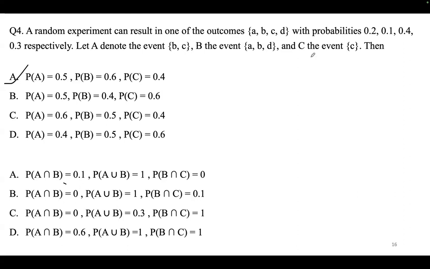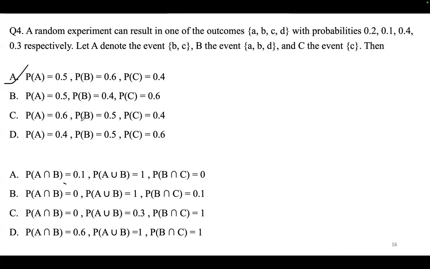So B and C, you add 0.1 and 0.4, you get 0.5. For A, B, and D, you add 0.2, 0.1, and 0.3, that gives 0.6. And for C, it's straight away 0.4. Now for this one, let's work it out together.